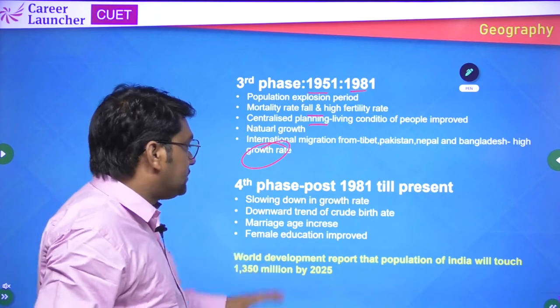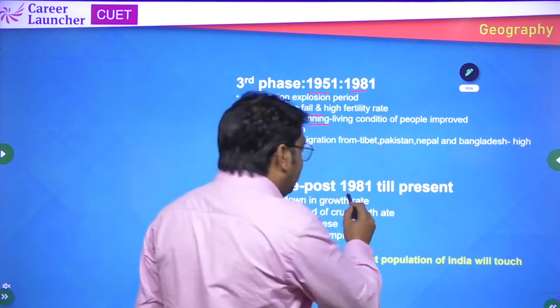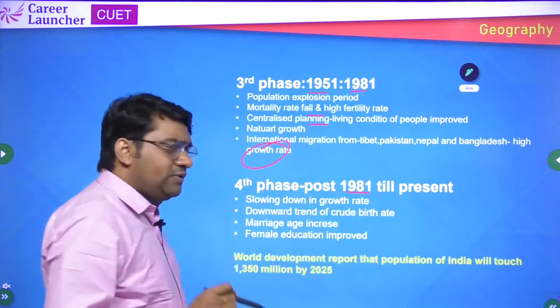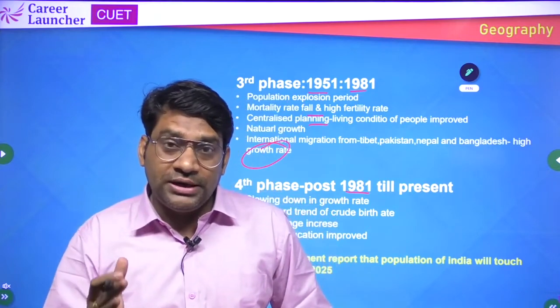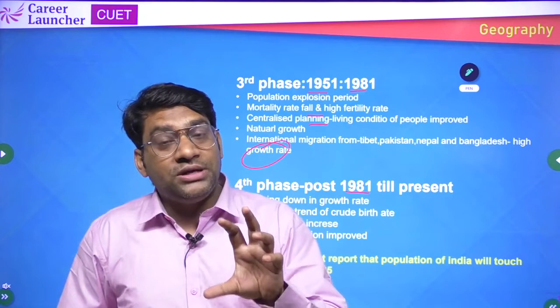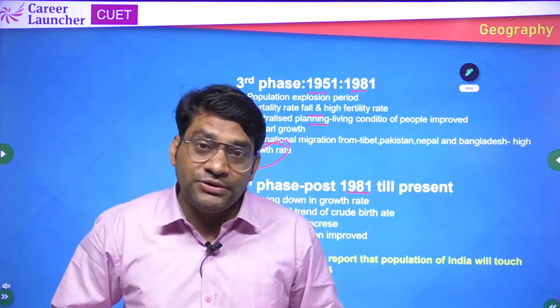And the fourth phase was called post 1981 till present. It was a time when the government focused a little on how to control population. They understood the limit to growth, that population should be controlled according to resources. And the Malthusian theory said that if population is not controlled, it will cause a lot of socio-economic problems in our society.